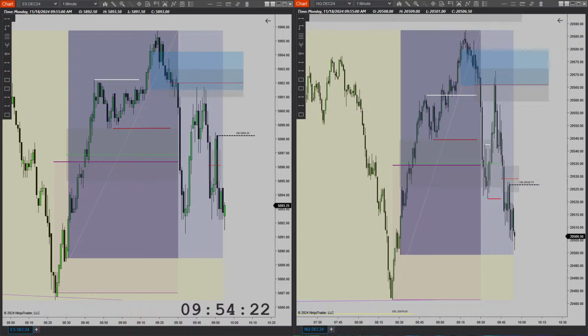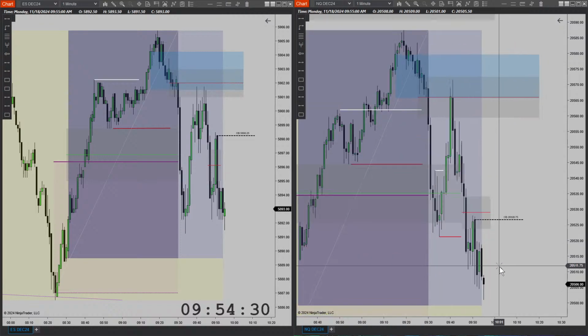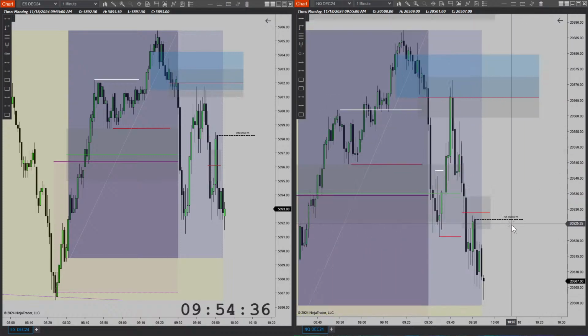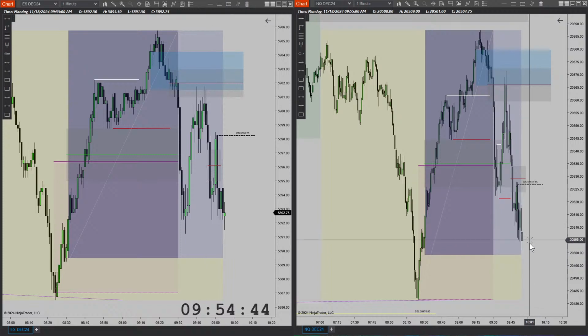A little higher. A little higher. Okay, so I'm short there, just because we haven't displaced yet. We have an order block here, displacement lower, order block here, order block keeps on rejecting there. So I'm gonna take it off there.